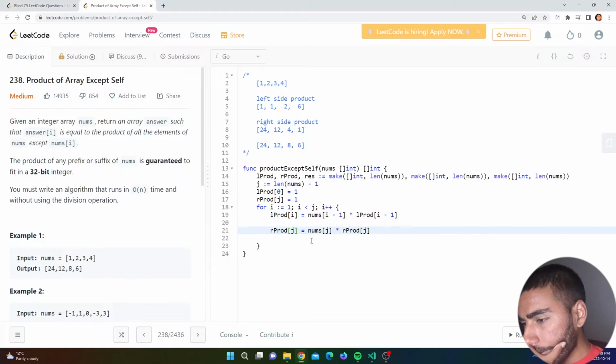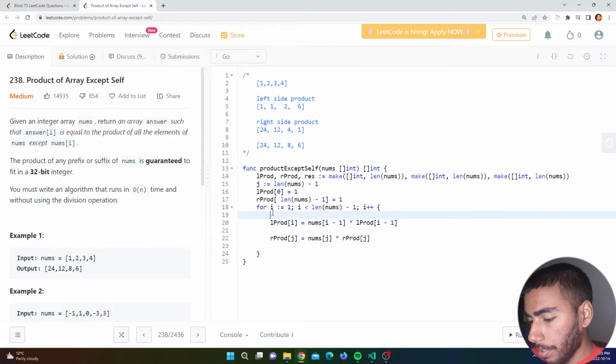This is almost correct. Let me think about this. Oh, I need to make sure this decrements. Right now, J doesn't decrement. So what I'm going to do is bring this back just so I can keep track of this. And then over here, I say J is equal to length of nums minus 1 and then minus I over here. So over here we take J, and we don't need this.